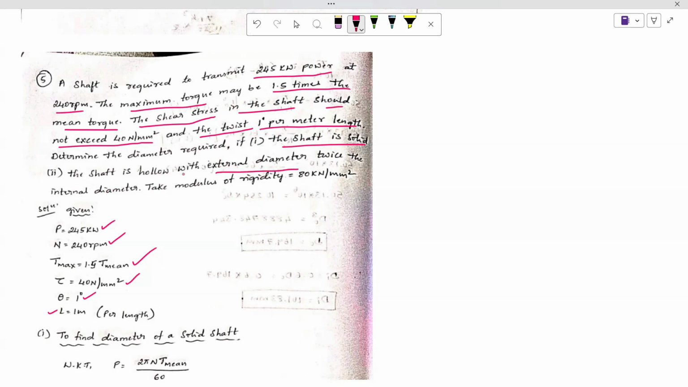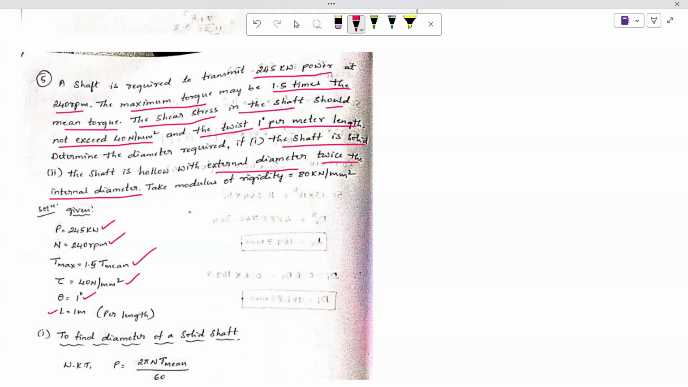You need to find out the external diameter and internal diameter if the shaft is hollow. The shaft is hollow with an external diameter and an internal diameter. So this is the second condition. You need to find out the diameter for this condition also, external diameter as well as internal diameter.